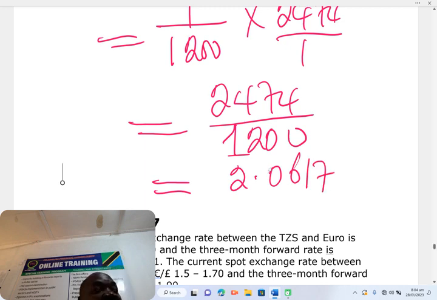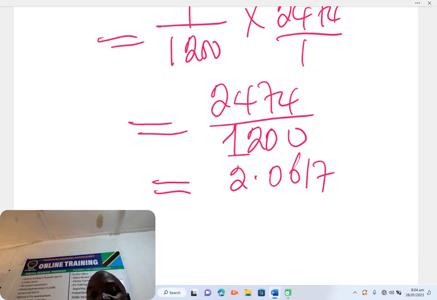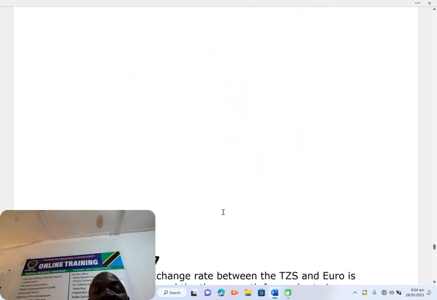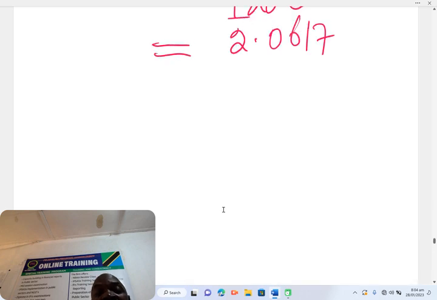2.0617. Sasa hii quotation imekaa hivi. So this quotation is defined here. Well, how is a cross rate?